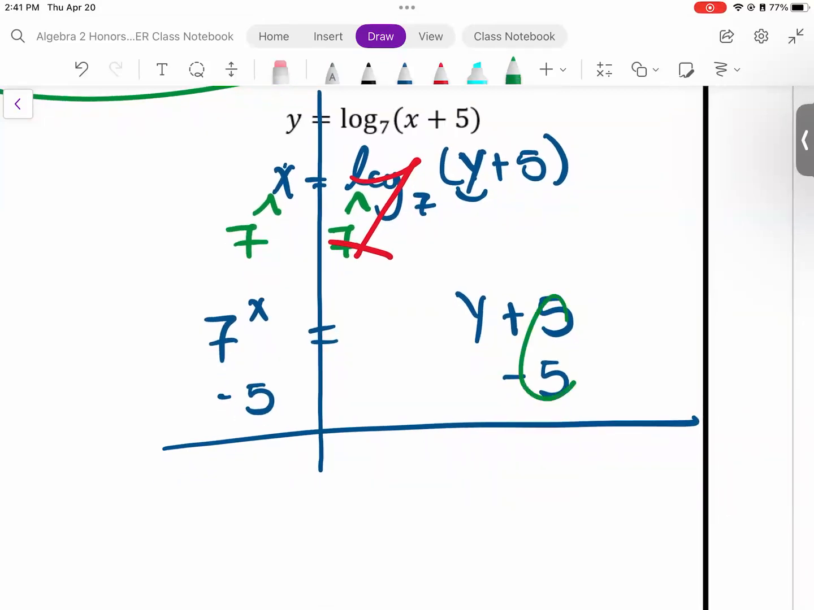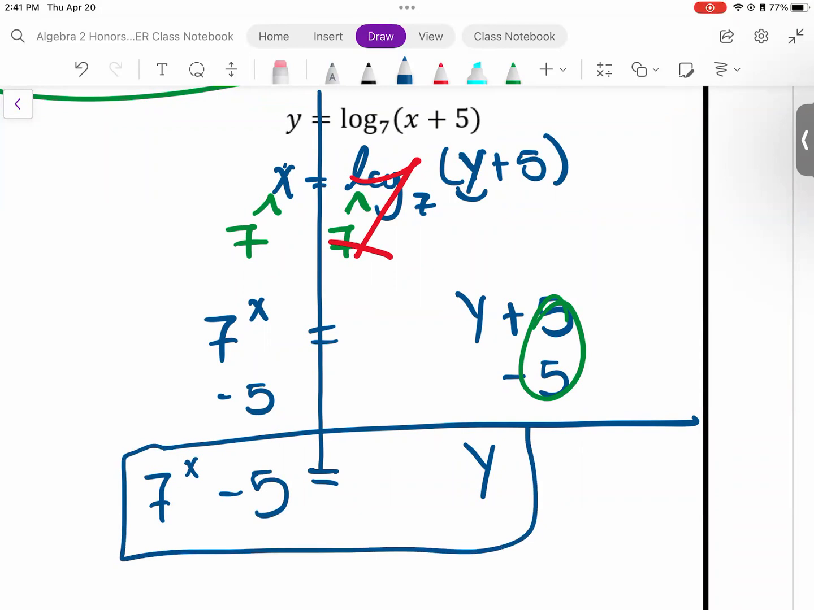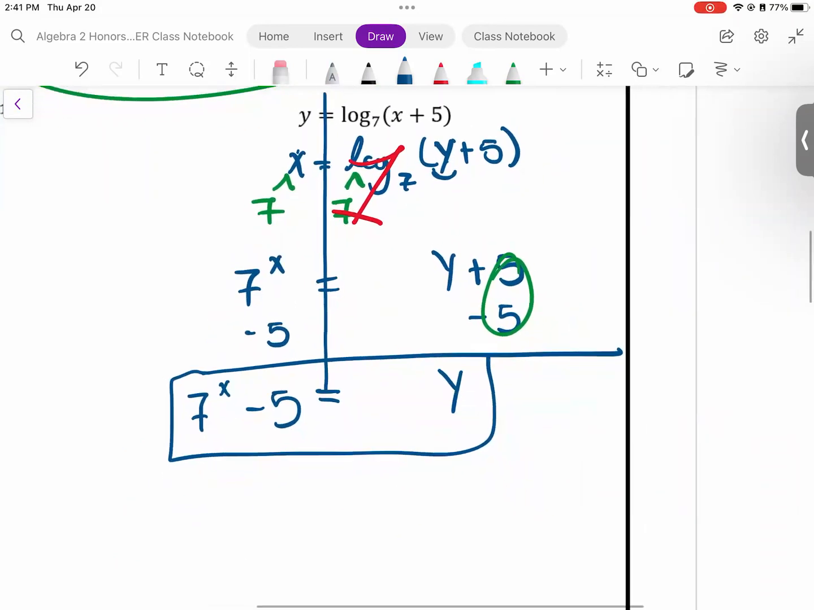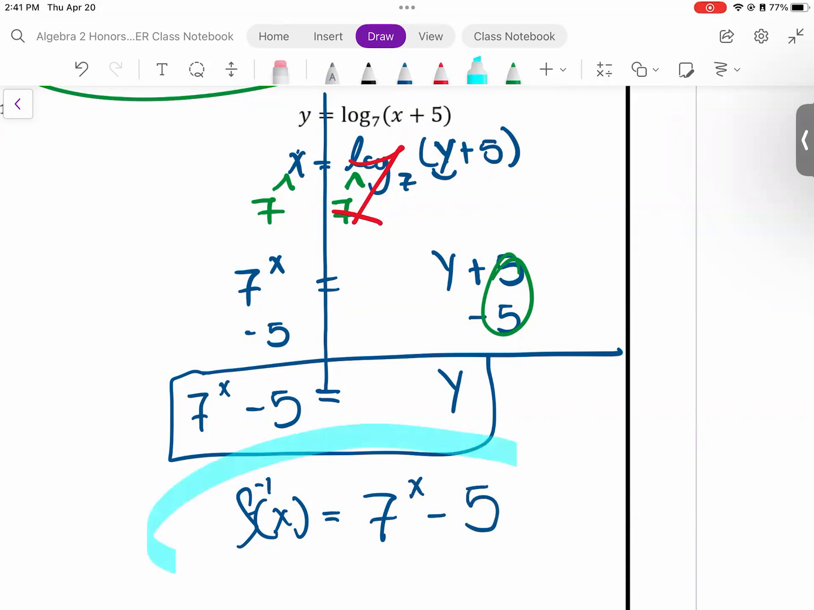Now that becomes a 0. And I am left with y equals 7 to the power of x minus 5. I can't combine like terms, so I'm just going to leave them the way they are. And that is the inverse function. So that means that the inverse function is equal to 7 to the power of x minus 5. That's my answer.